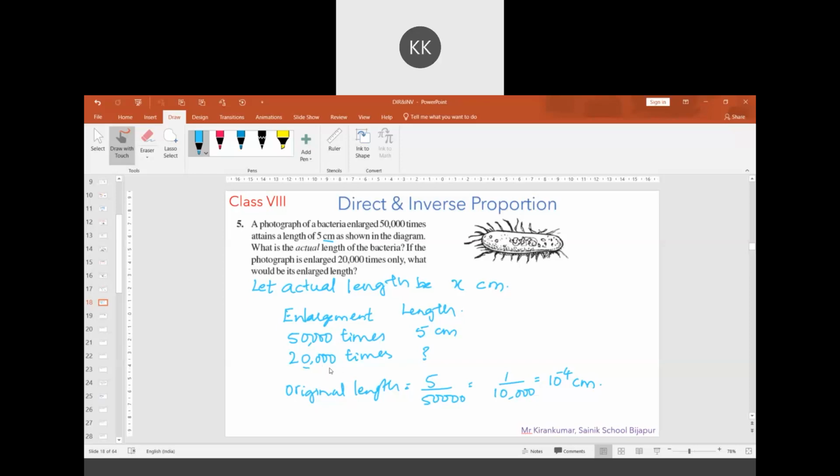Now to find what will be the length for 20,000 times enlargement? Let me take this as y centimeter. So y will be equal to, we can multiply 5 times 20,000 divided by 50,000. The zeros will get cancelled, 5 and 5 get cancelled, and we get 2 centimeter of length. Very easy.